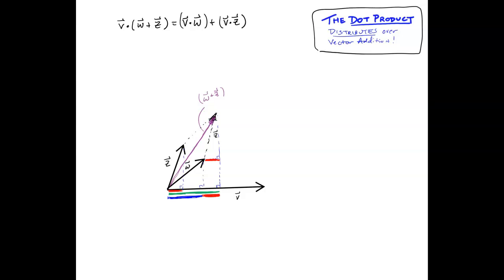And we can actually read (w plus z) dot v right off the picture. Here's w plus z, the purple vector, and here is v. So the dot product of the purple vector and v is going to be the scalar projection of the purple vector onto v, which is this green length right here, times the length of v. So we have the green times whatever the length of v is. Now come up with similar interpretations for these two, and that should get you about 3/4 of the way through the proof.